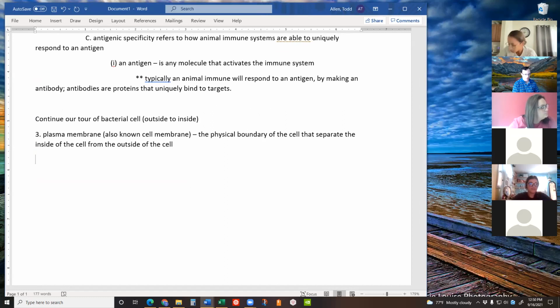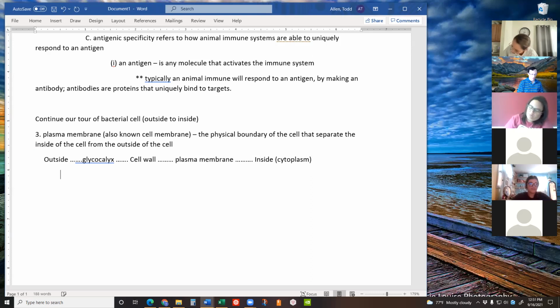So you would have the outside, you would have glycocalyx, you would have cell wall, you would have plasma membrane. And then you would have the inside, which is where you're going to find the cytoplasm, right?